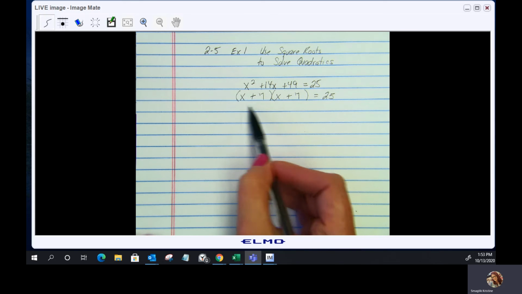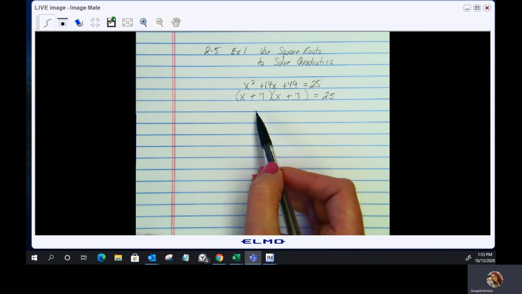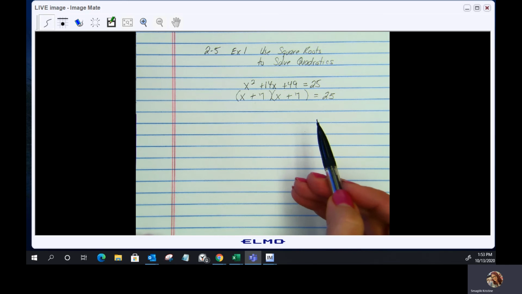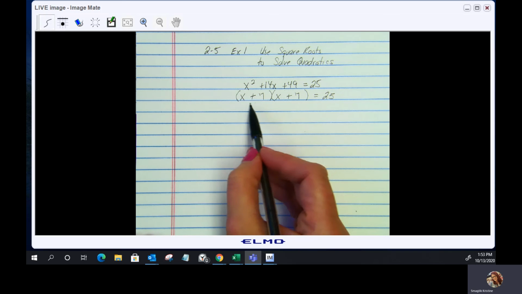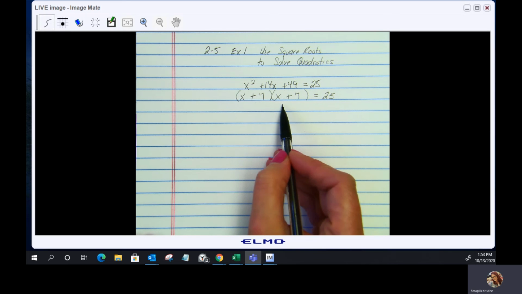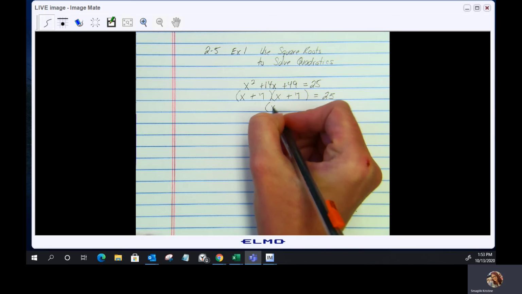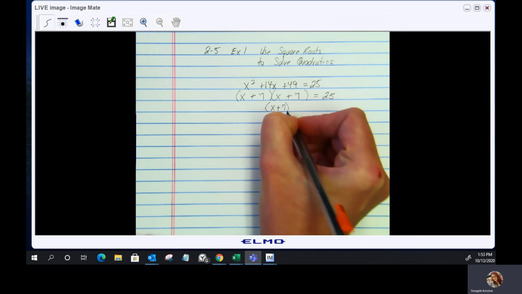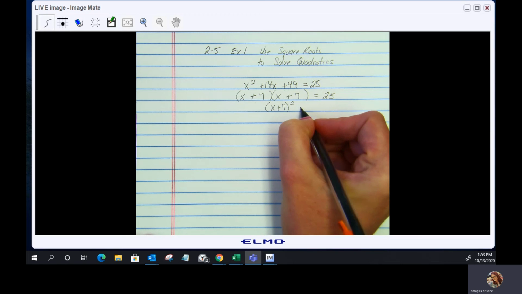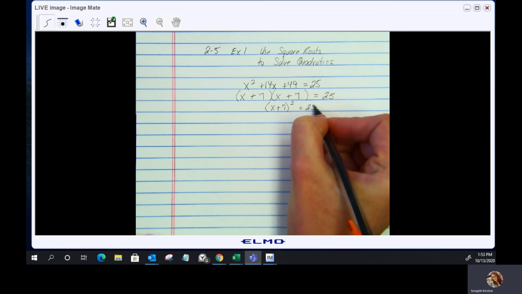Now notice, x plus 7 is just a number. If I were to say 3 times 3, we could easily write that as 3 squared. 5 times 5, 5 squared. So whenever you are multiplying a number by itself, you are squaring it. So let's write this as a square. x plus 7 squared equals 25.